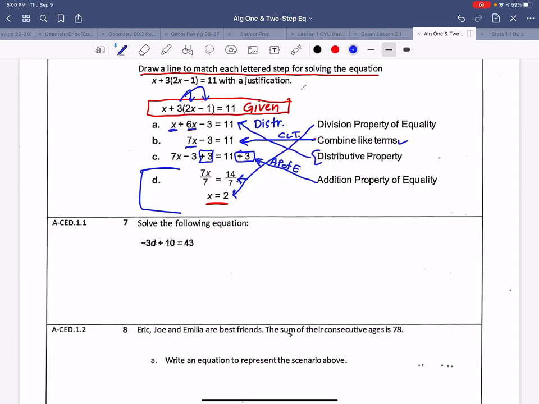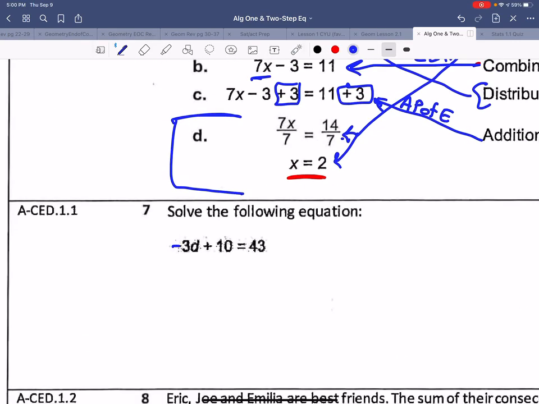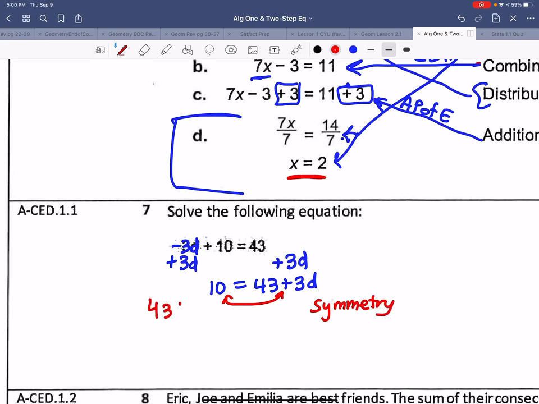All right, question number 7. We have a question that looked like this in our notes. We don't like it when the variable has a negative, so we're going to add. So if I add 3d to both sides, I get 10 on one side, 43 plus 3d. Some people didn't like the order of this, so I'm actually just going to swap these spots. That's called the symmetry property, right? What's on the right is equal to what's on the left. So it shouldn't matter which side it's on.